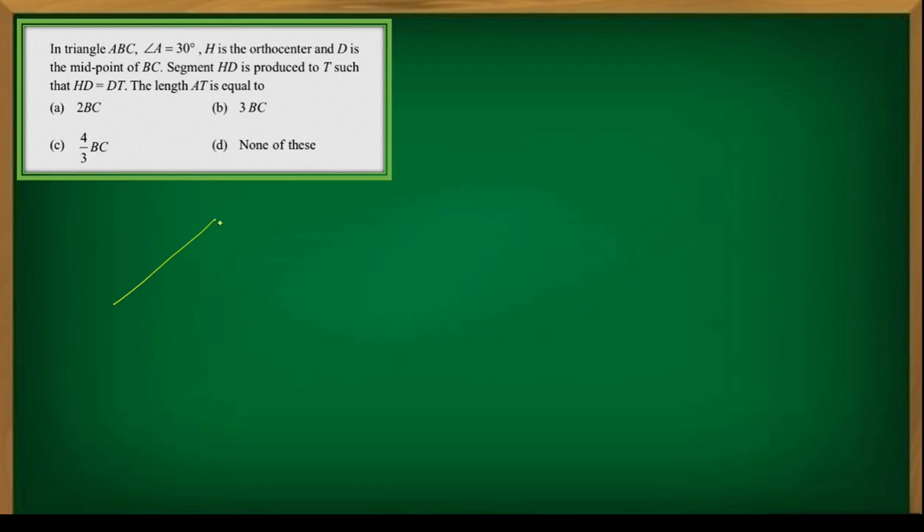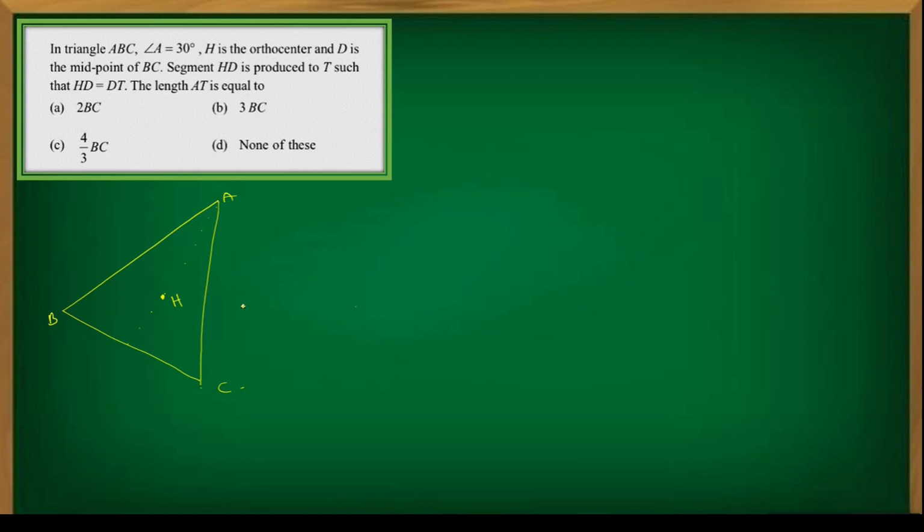So in a triangle ABC, angle A is 30. Angle A is 30 is not looking like 30, so we'll take angle A as 30. So something like this. Suppose here we have triangle ABC. Then what he says? Angle 30. Okay. H is the orthocenter. H is the orthocenter means it lies on the altitude. So somewhere here we have H, the orthocenter. Let us suppose there we have the orthocenter.